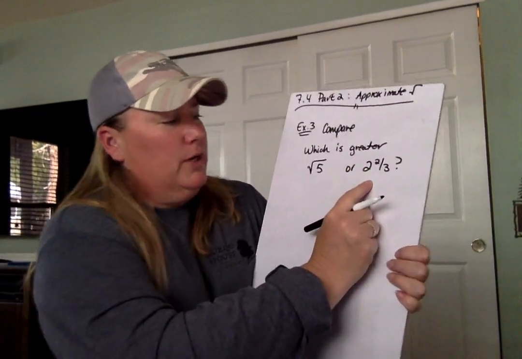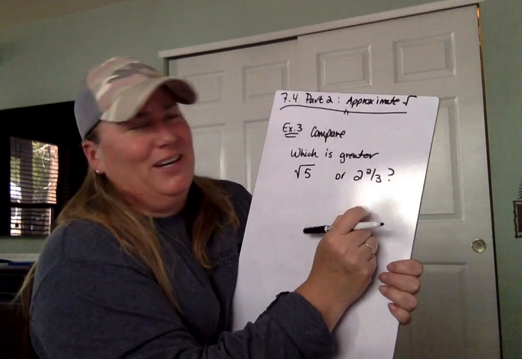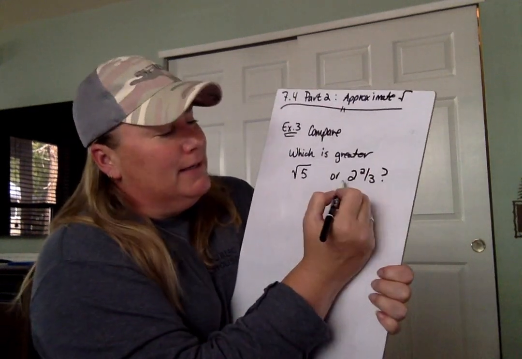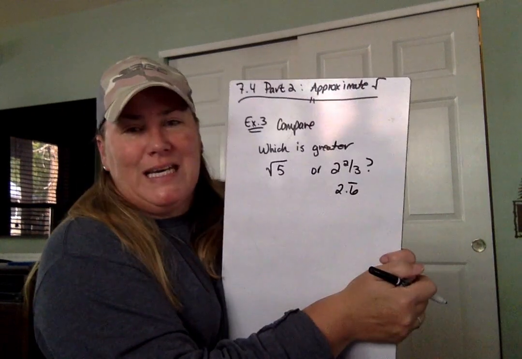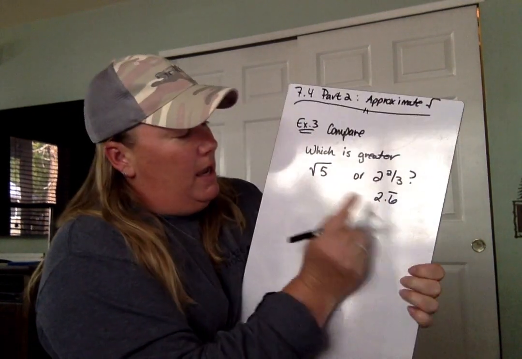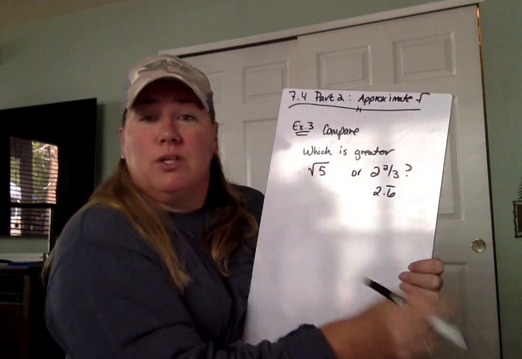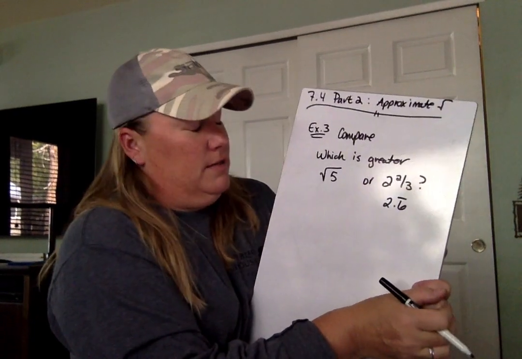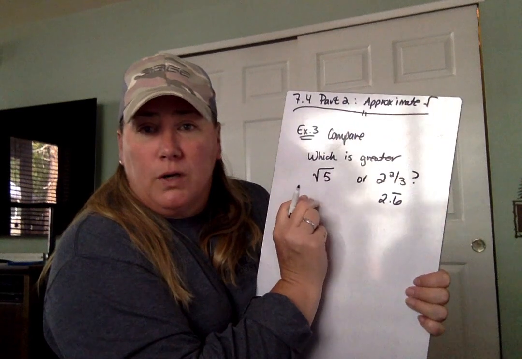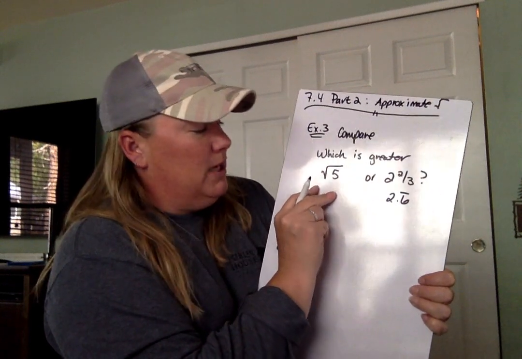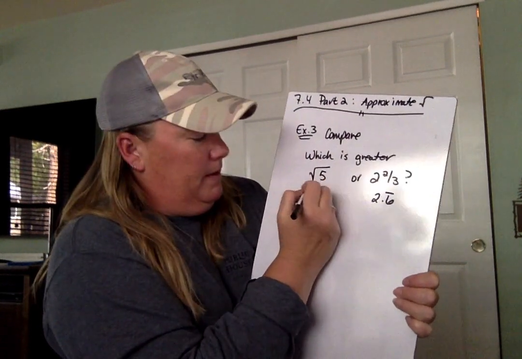2 2/3 as a decimal is actually 2.6 repeating. And square root of 5, we're going to use those estimation skills as we did from the previous example. So square root of 5 is in between the square root of 4 and the square root of 9. So we're looking at 2 point something.